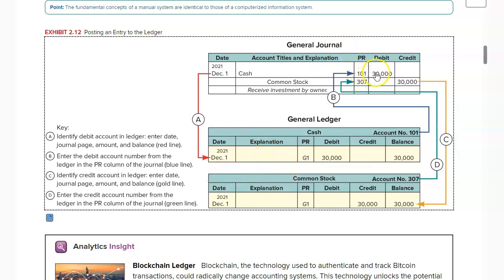In this account, we have $30,000 on the first being debited to cash. So I go to the cash account, debit for $30,000. I got the date. The balance now is $30,000. I put the page of the journal where it came from, and I put the account number up in the ledger.